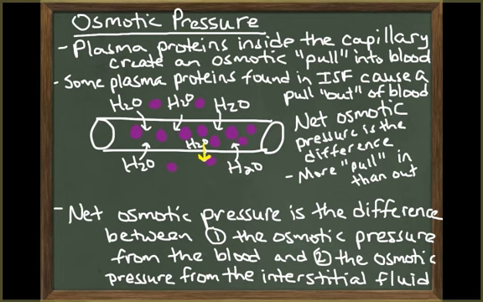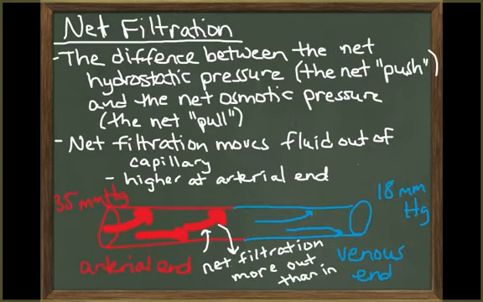The net colloid pressure is the difference between the pull from the interstitial proteins and the pull from the blood plasma proteins. There is more of a net push to move fluid out of the capillary than there is a net pull to move fluid into the capillary. The difference between the net push and the net pull is called the net filtration pressure. The net filtration pressure, then, is the difference between the net hydrostatic pressure and the net osmotic pressure. At the arterial end, the net filtration pressure will be much higher than at the venous end.